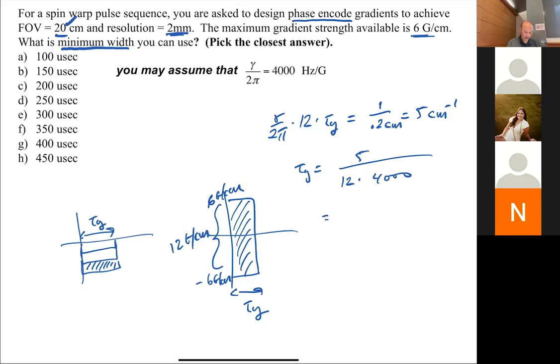And so what is that? That's 5 over 48,000. Okay. Equals 5 over, roughly 5 times 10 to the 4, right? Something like that. Okay. So that's about 1 times 10 to the minus 4. So it looks like 100 microseconds would be your closest one.